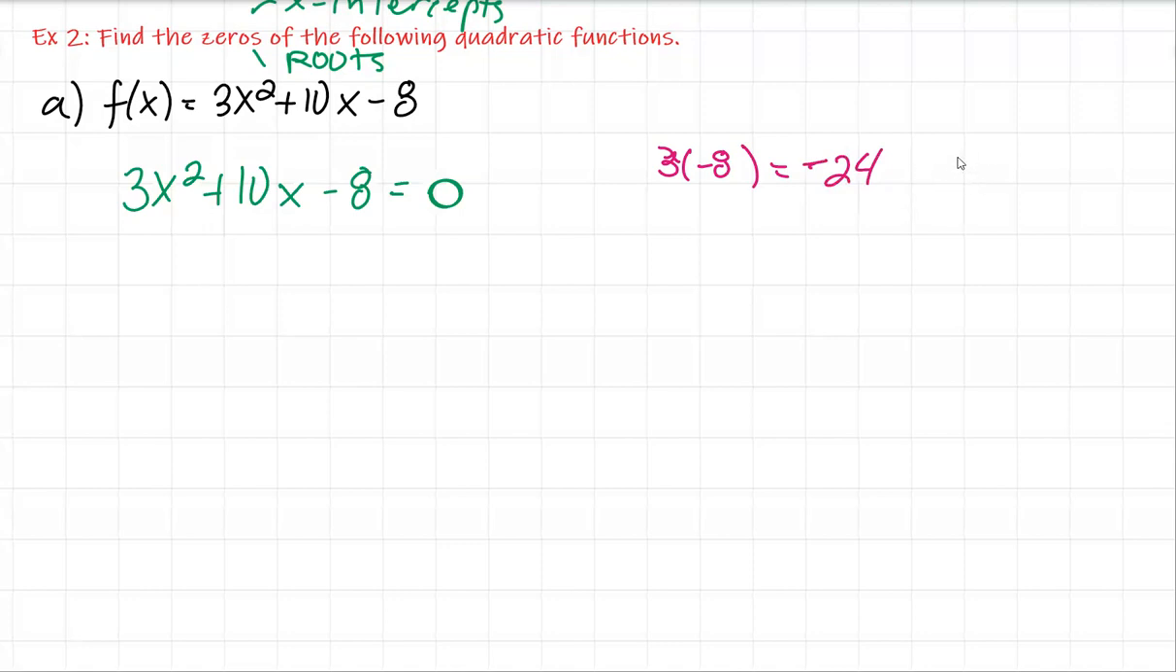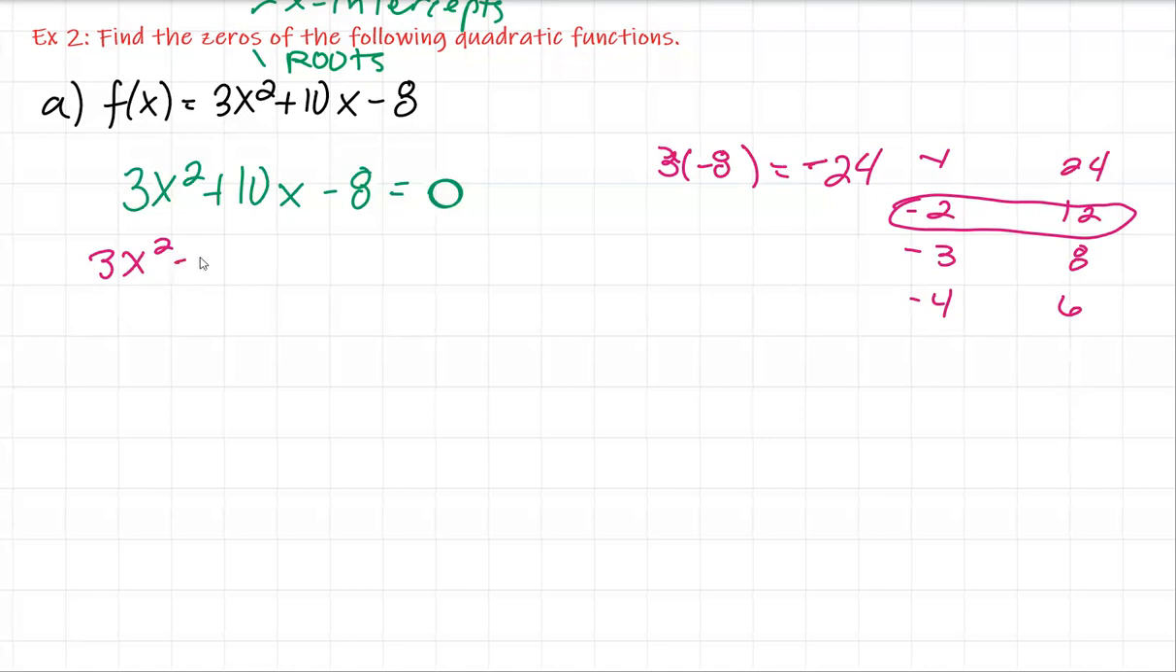So now let's do a times c, so 3 times negative 8 is negative 24. I need the factor pairs of negative 24 that are going to add up to 10. So we have 1 and 24, 2 and 12, 3 and 8, 4 and 6. It's negative, so one of these has to be negative in the pair. Since the middle term is positive, our bigger number is positive, so these smaller numbers are all negative. Which one of these is going to give us a positive 10? That would be negative 2 plus 12. 3x squared minus 2x plus 12x minus 8 equals 0.